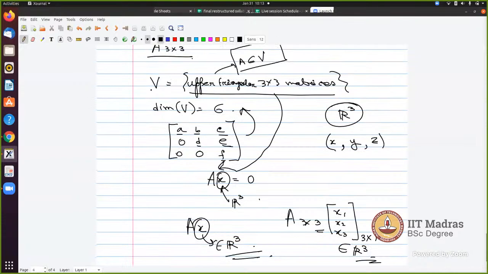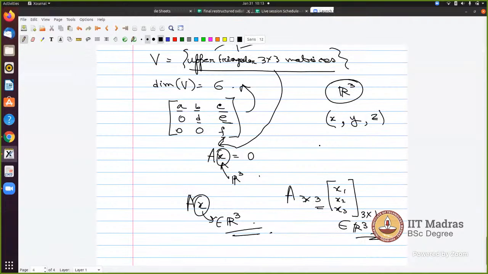So till now, this is clear to everyone? Yes, sir. So nullity and dimension are the same, no? Nullity is basically the dimension of the null space. The null space is a vector space, and the dimension of that vector space is the nullity. Okay, sir.